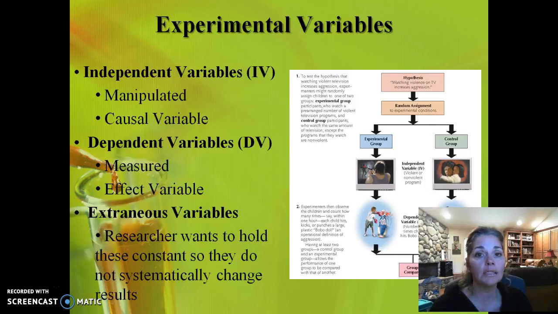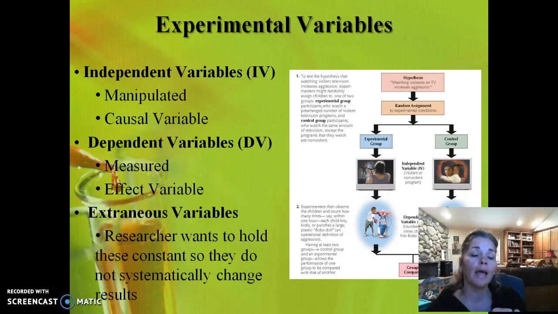So if I'm looking to study the effects of television violence on aggression, then my causal variable is the television violence. My aggression is my dependent variable. So the television violence is my independent variable, and my manipulated variable. I decide who's in the control group, who's in the experimental group, what the control group watches, and what the experimental group watches. And then the aggression is my dependent variable, and I measure aggression in both groups.